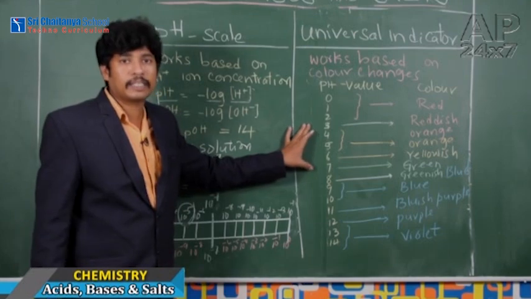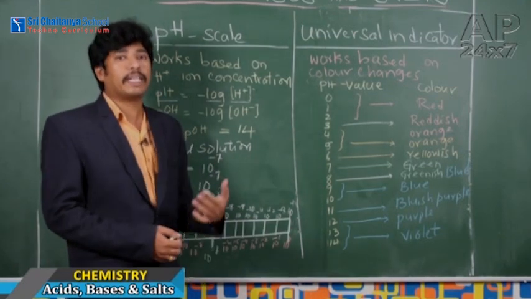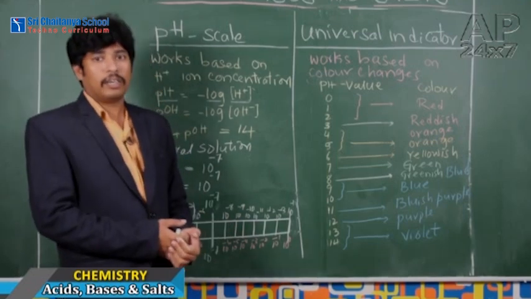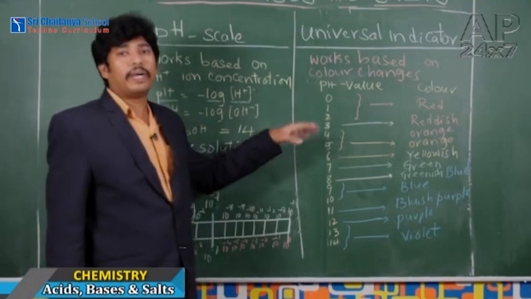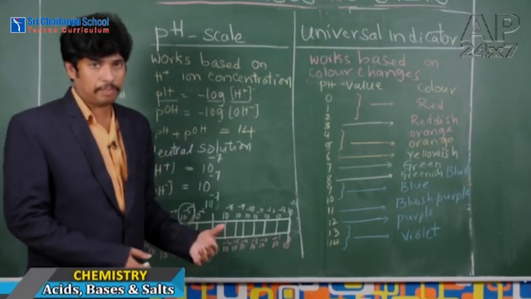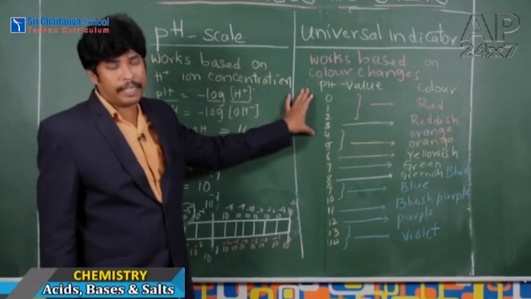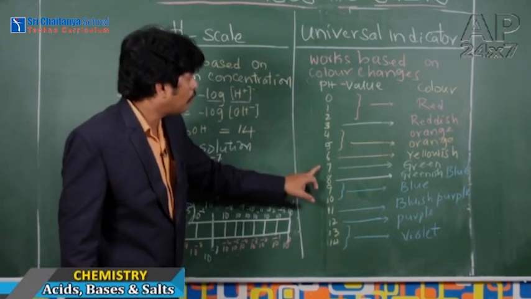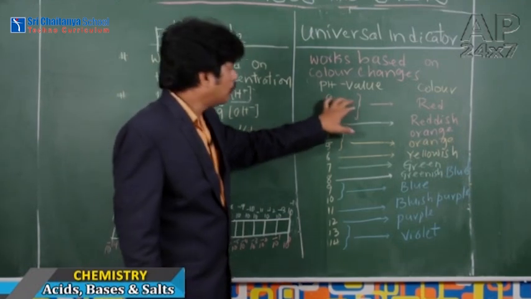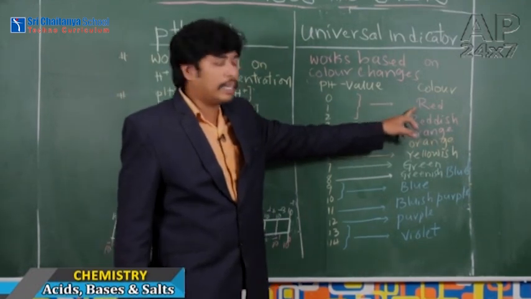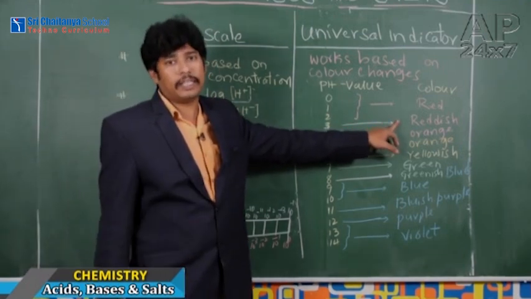The major colors that we can observe in this universal indicator are very similar to our VIBGYOR. In a rainbow, we can see 7 colors in the VIBGYOR. These colors are like violet, indigo, blue, green, yellow, orange, red. So here I wanted to correlate the VIBGYOR with the universal indicator. Here you can see on the board 0, 1, 2. These are the 3 pH values. In these pH values we can observe red color, and at pH 3 we can observe some transition in the acidic character.